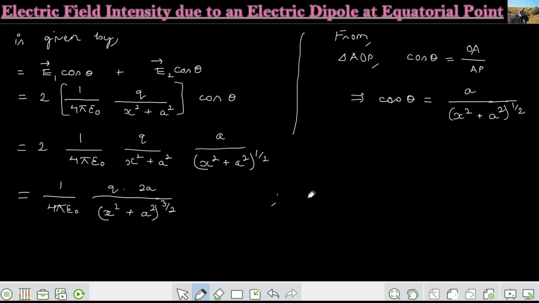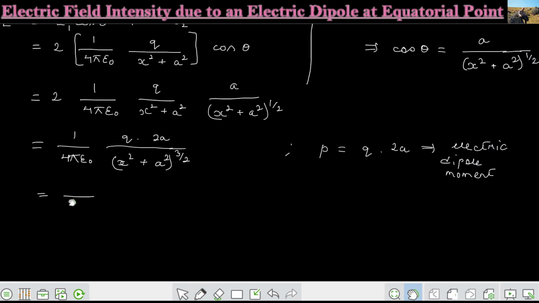Then we also know that the electric dipole moment P is the product of the charge and the dipole length. This is your electric dipole moment. Then this equation finally reduces to a simple step, which is equal to 1 by 4 pi epsilon naught, P divided by x square plus a square to the power 3 by 2. So this is your electric field.